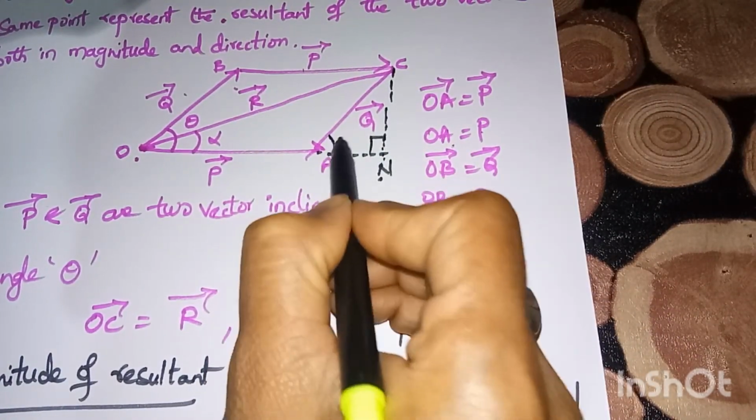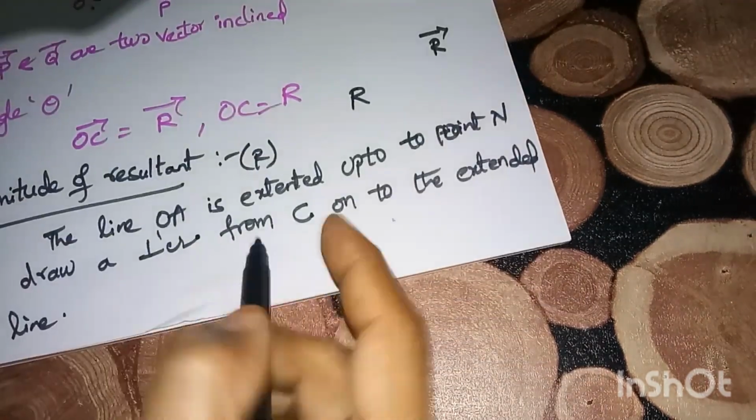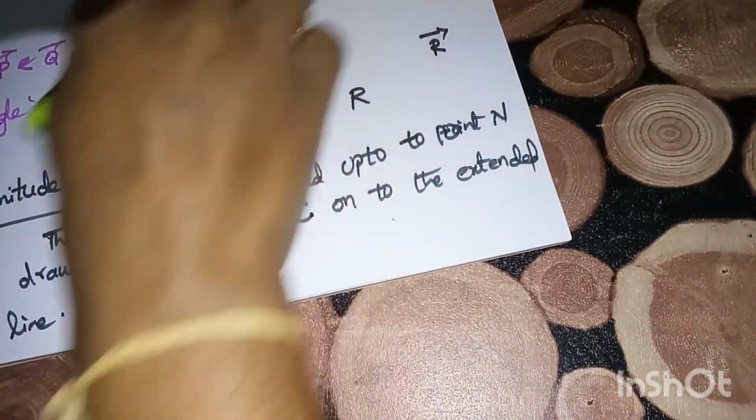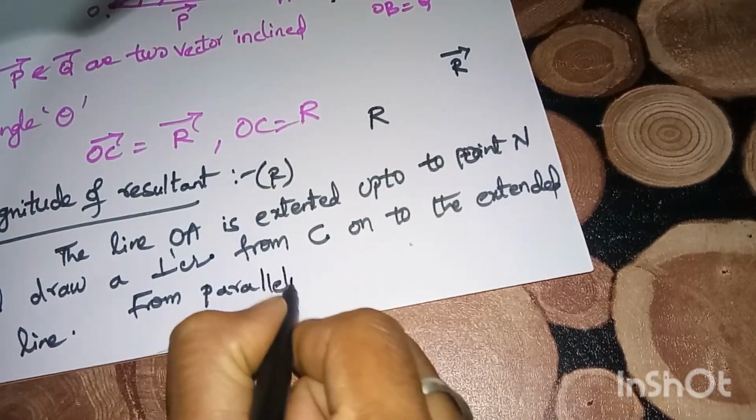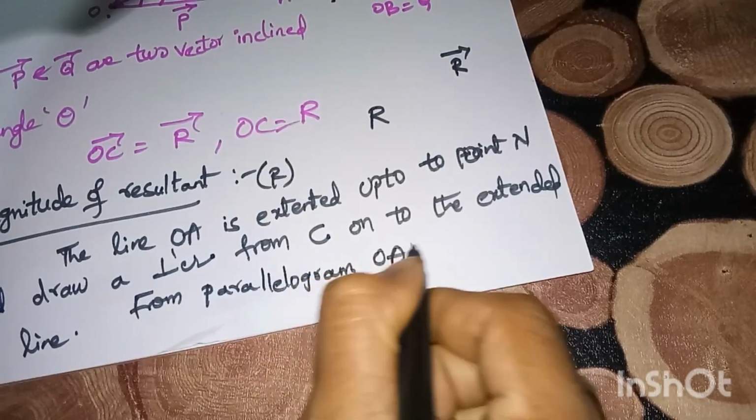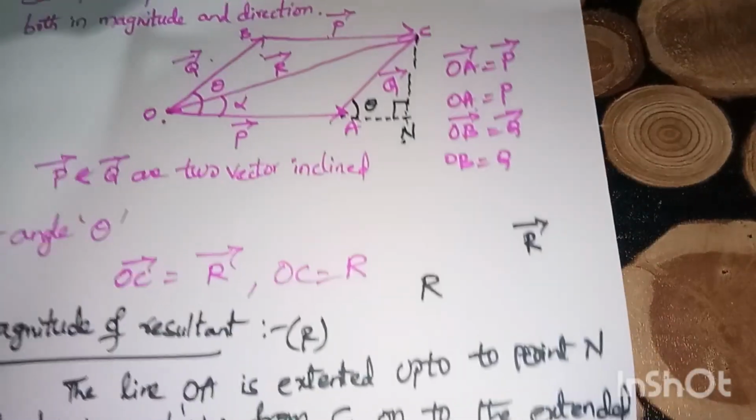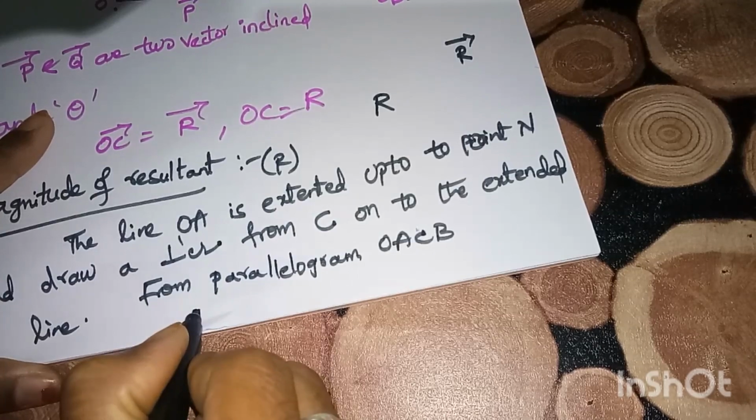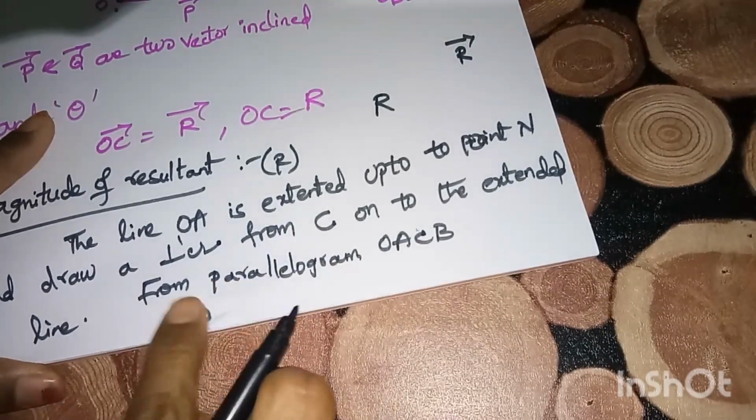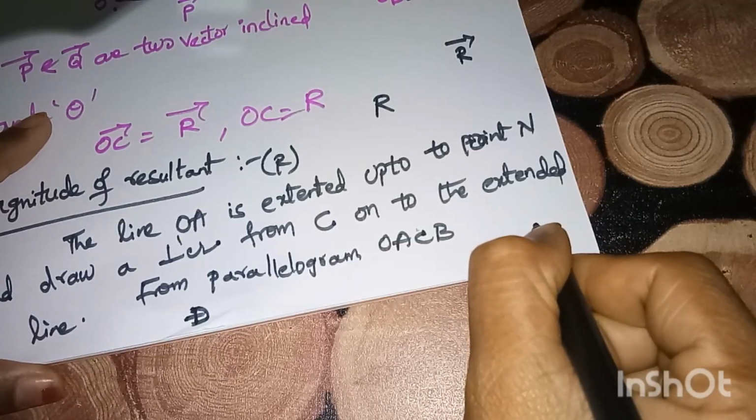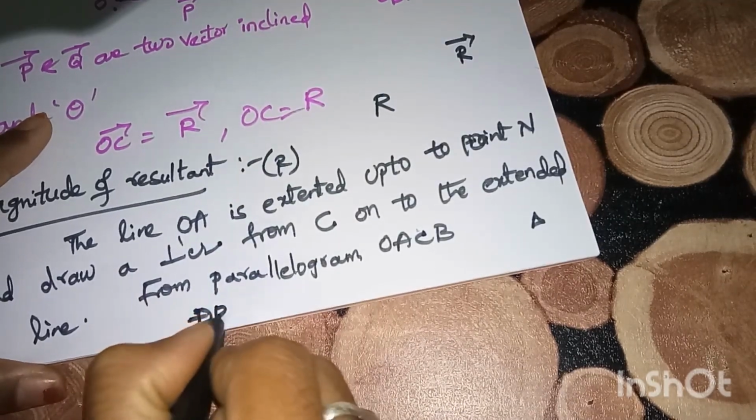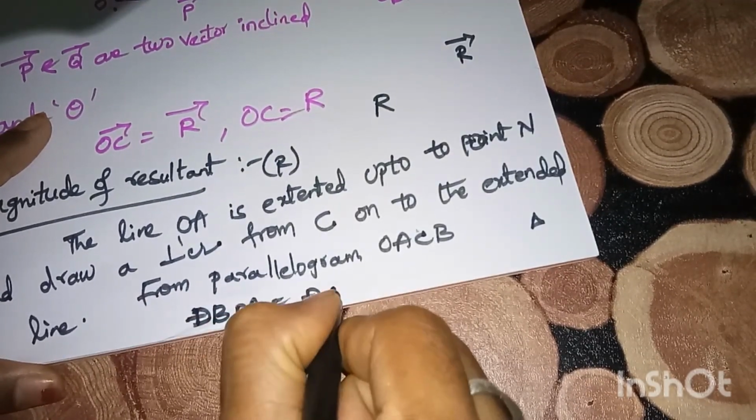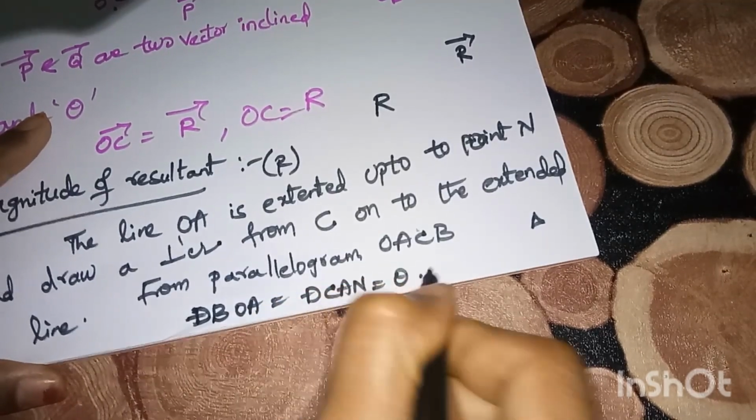So it is making an angle theta here. So from the parallelogram OACB, this is the parallelogram symbol. You know that triangle ABC means you represent the triangle here. So this represents the parallelogram symbol. Angle BOA is equal to angle CAN, which is equal to theta.